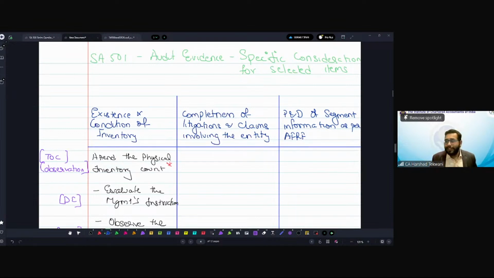Now, going to the litigations and claims. Here we are required to get appropriate and sufficient audit evidence on the completeness aspect. Understand, the target here is the completeness of the litigations and claims. We need to design and perform audit procedures to identify those litigations and claims so that we can ensure the completeness. Now, how will you perform this completeness testing? What will you do to ensure that the litigations and claims are complete?